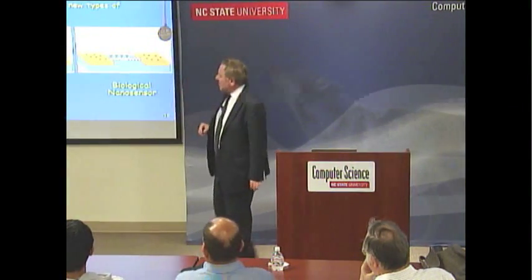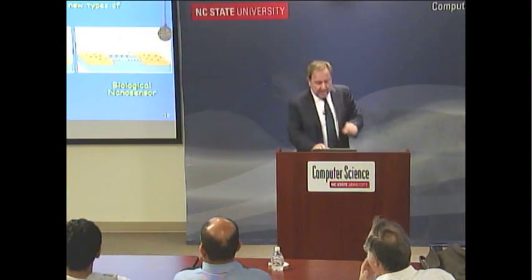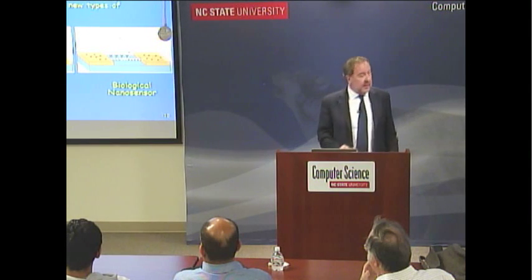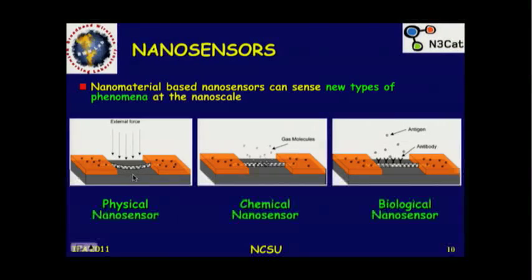So there are these nanosensors, like the physical nanosensor, meaning, as you see here in the middle again, a carbon nanotube. If there are external forces, they can somehow sense that and measure it. Or chemical nanosensors, like gas molecules that can be sensed by these chemical sensors, or biological nanosensors, like the antigens and antibodies can be somehow sensed and evaluated by these sensors. Here you see the battery part.